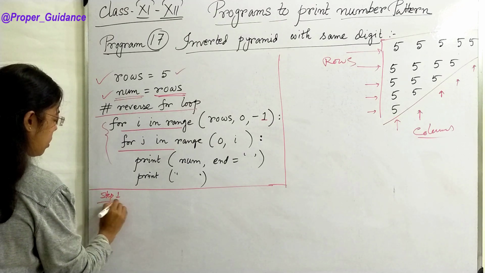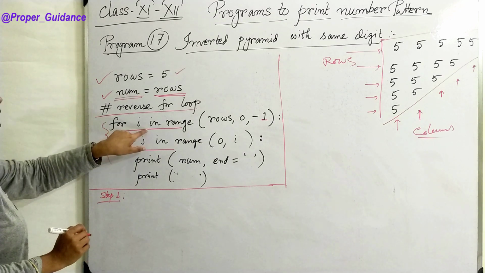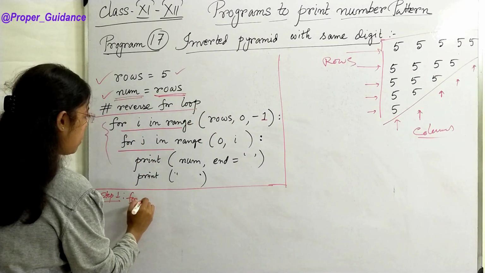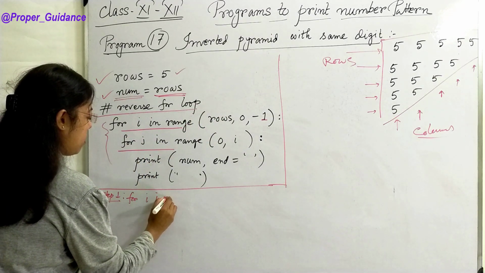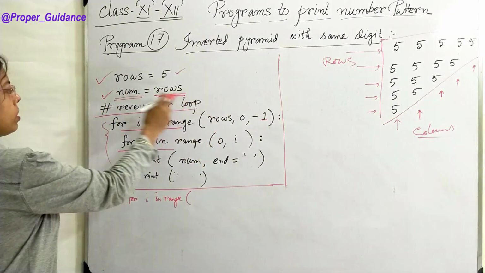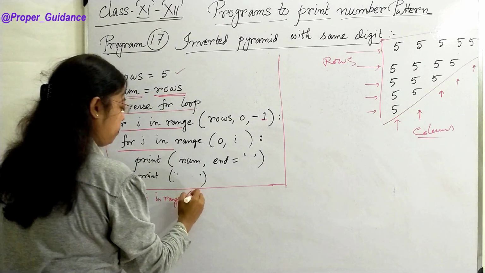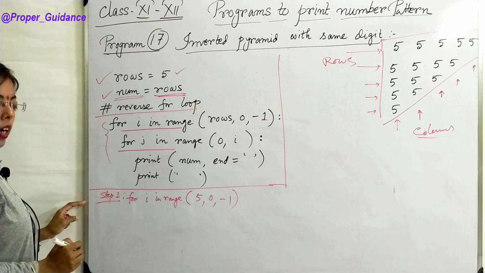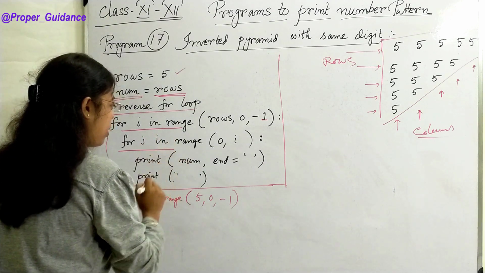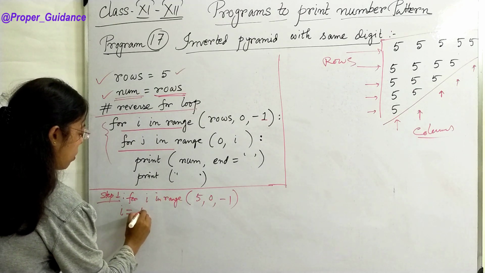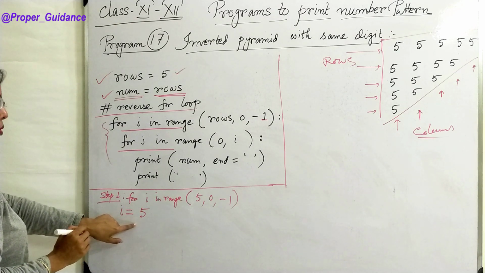Step 1, i in range rows. Now what is the range for i here? i in range rows. What is the value of rows? 5, 0, minus 1. Okay, and what is the first value of i here? Then in step 1, the first value of i will be i equals 5.